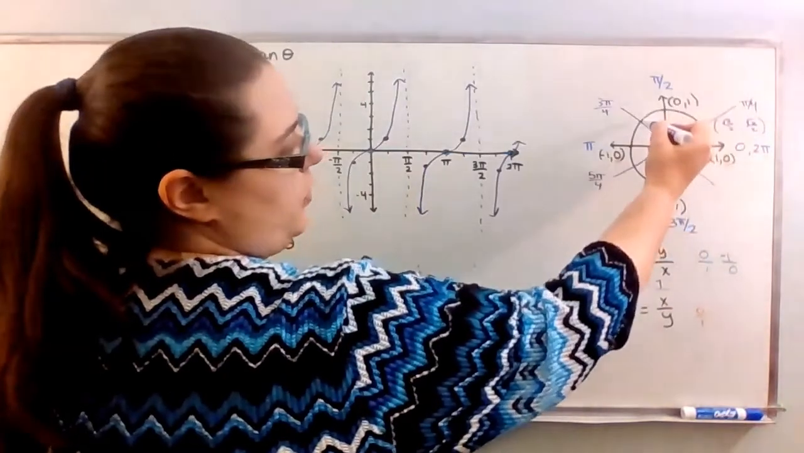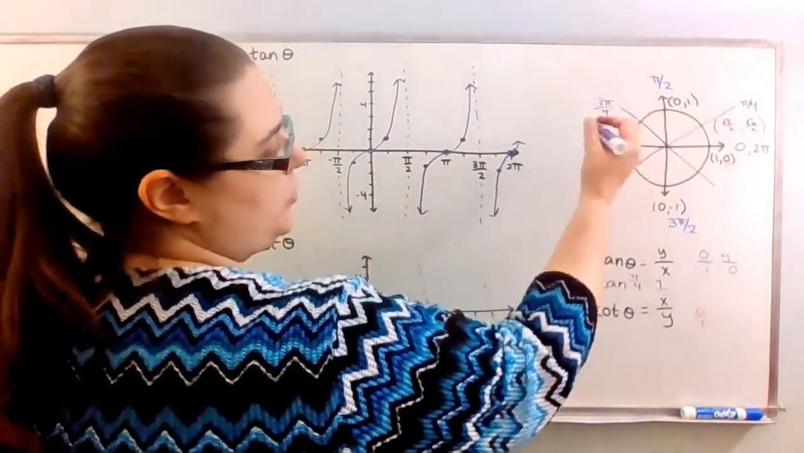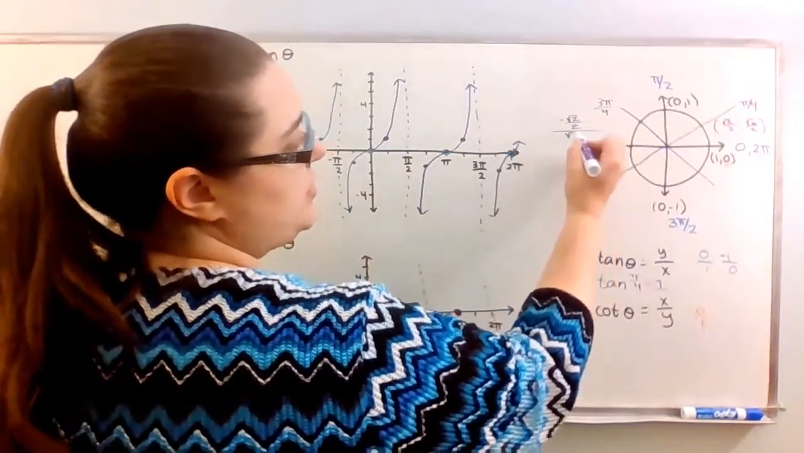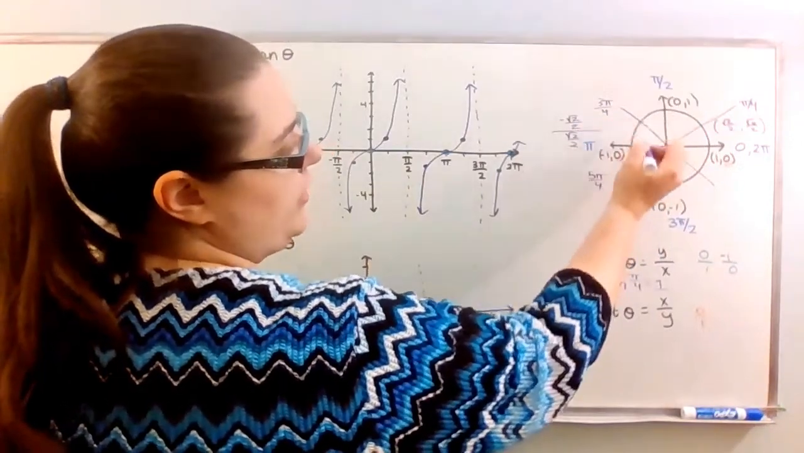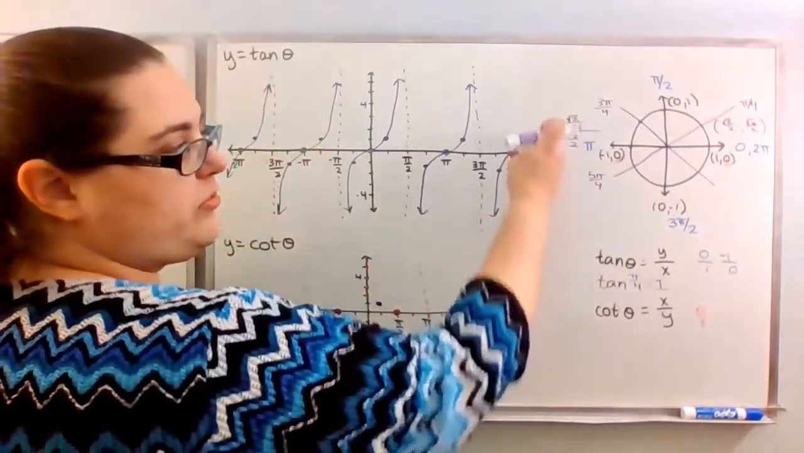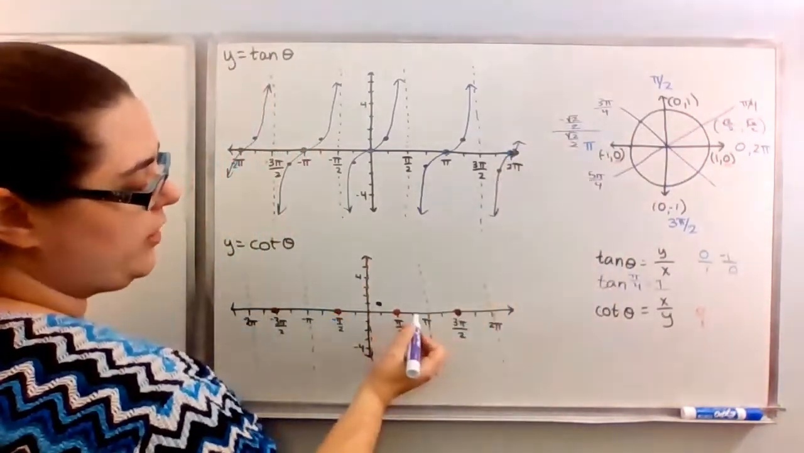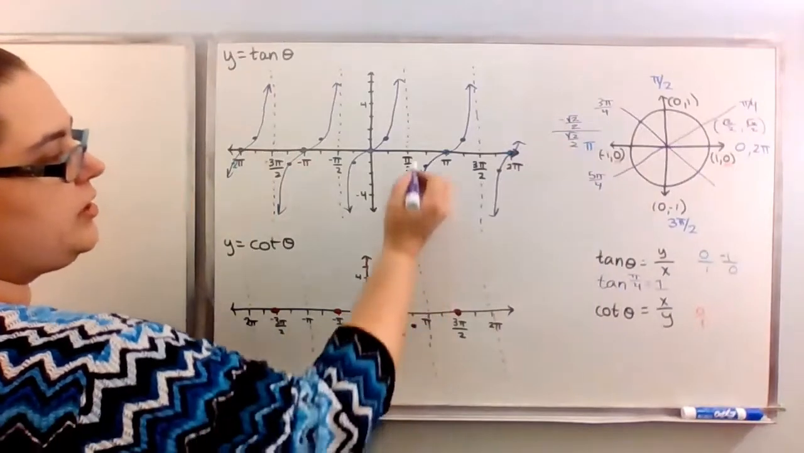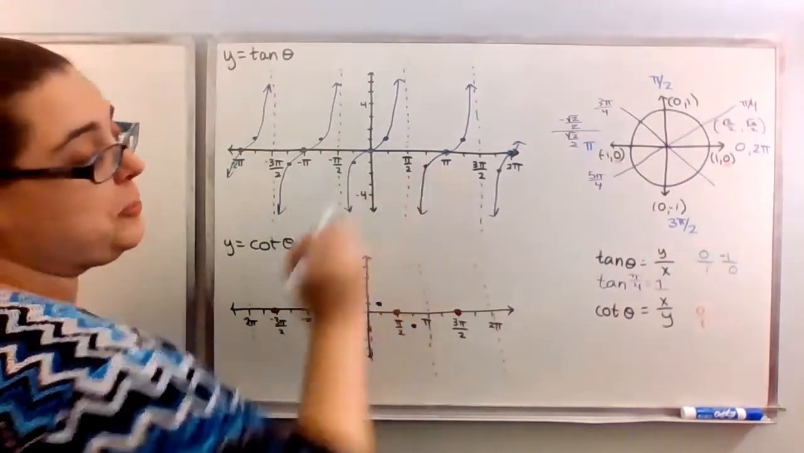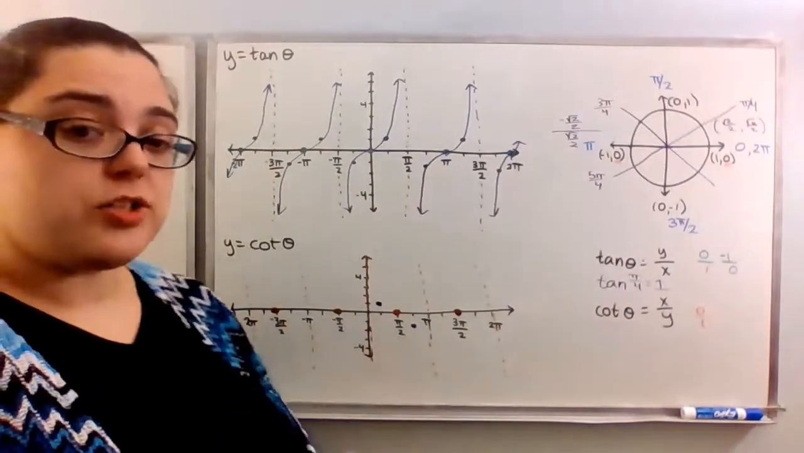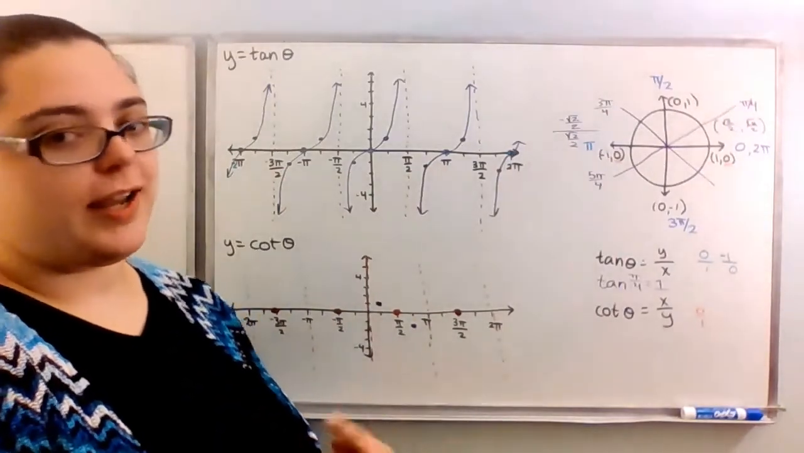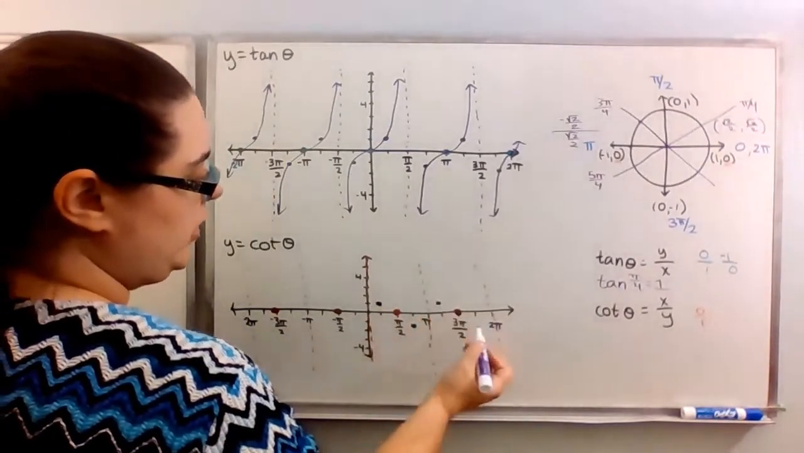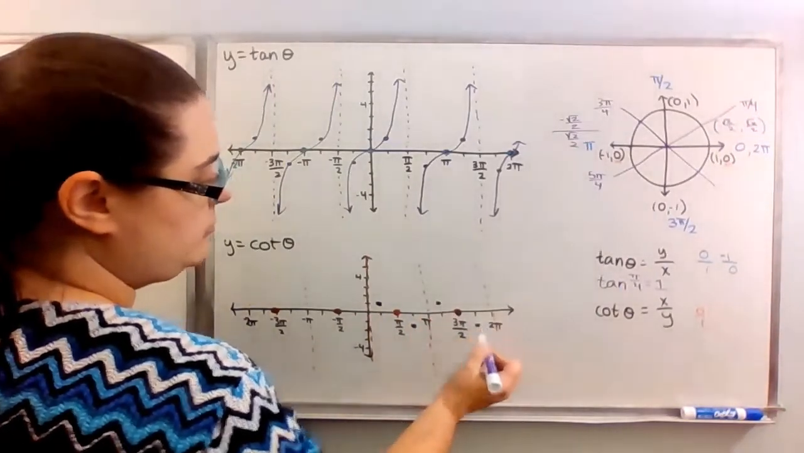For 3 pi fourths, we're going to have a negative root 2 over 2, because that's our x value, over a positive root 2 over 2, because that's our y value here. So this will simplify to negative 1. So at 3 pi fourths, we're going to be at negative 1, just like we were for tangent. So tangent and cotangent are going to equal 1 and negative 1 at the same places. So we're going to have this fluctuating 1, negative 1 business happening again.